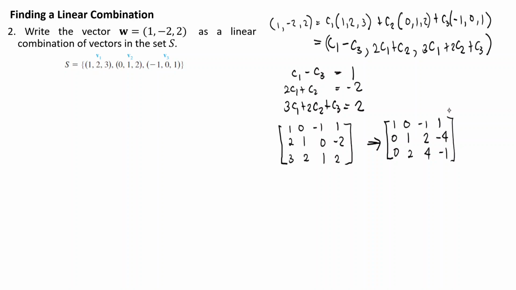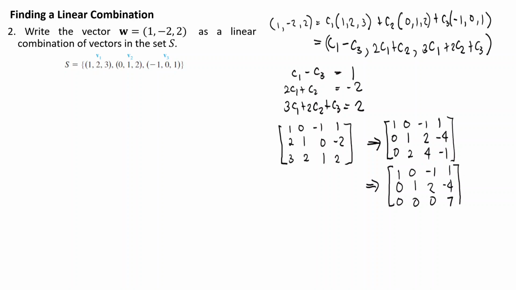Okay. And then next, this is now equivalent to, we will make this 0, 0, 1, 2, negative 4. Okay, multiply row 2 by negative 2 and then add to row 3 to get new row 3. So this is 0, this is 0, and then this is 7.